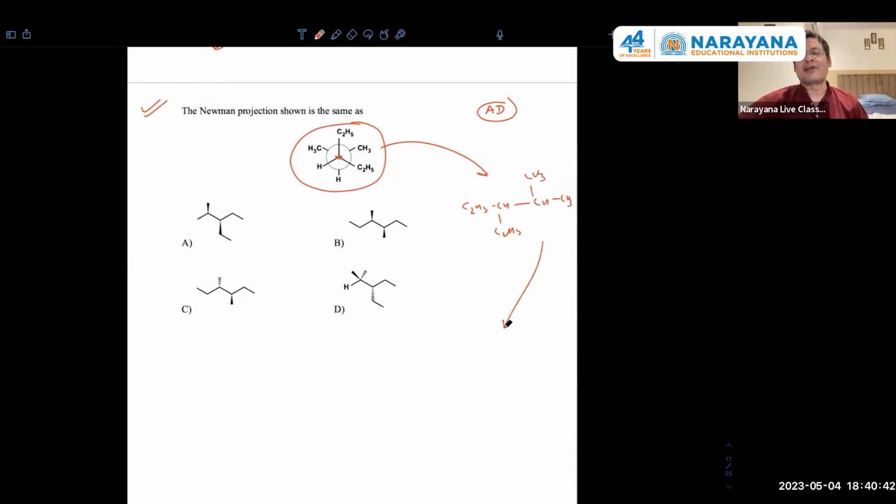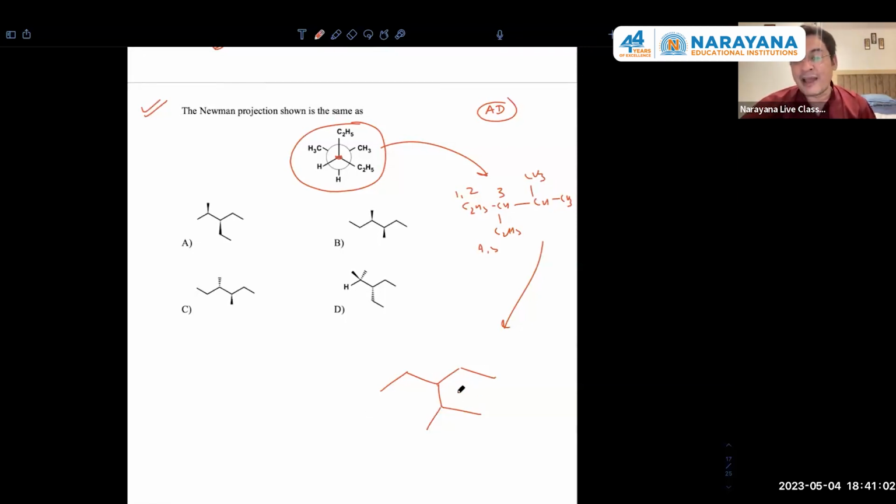Now, please simplify the question. 1, 2, 3, 4, 5. So this is the longest chain. So 1, 2, 3, 4, 5. This is 1, 2, 3, 4, 5. Number 3 is having a carbon which is having 2-methyl. Like this. This is the basic question actually.